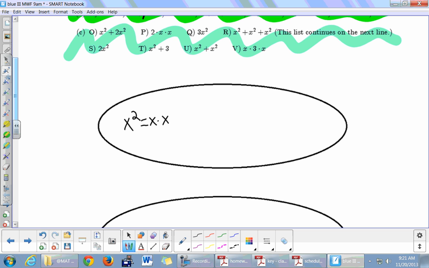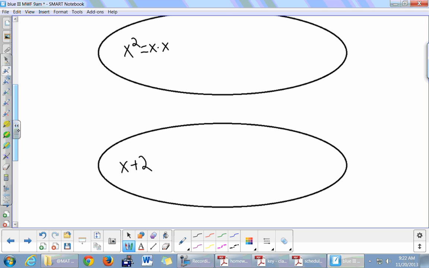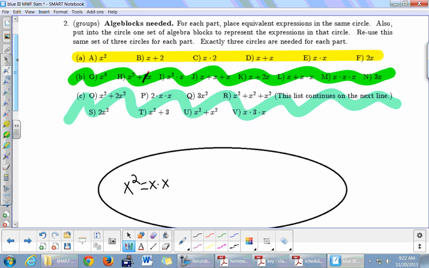Okay, so what are we putting in the first oval? X squared, so just put an x squared, a square, into your oval. Okay, and then x plus 2. So go ahead and build an x plus 2 and put it in the second oval. And then in the last oval, put the 2x. And once I see your group is good, you move on to the next one. You're going to use the same ovals, but you're going to then just start over here with this green highlighted stuff.